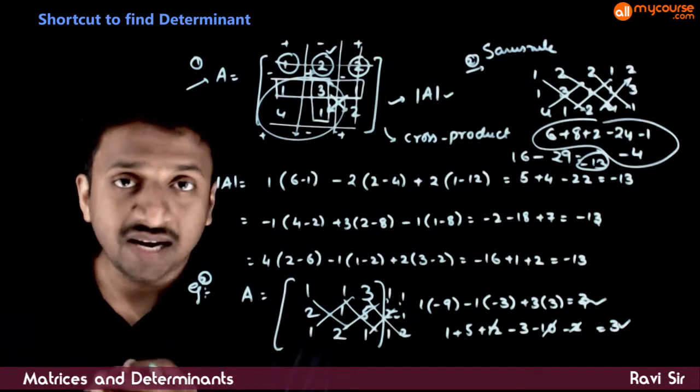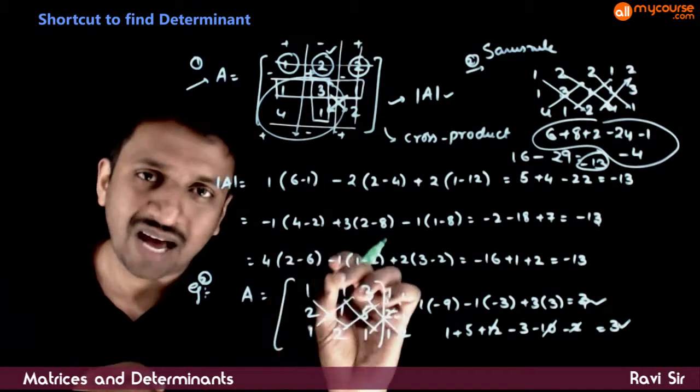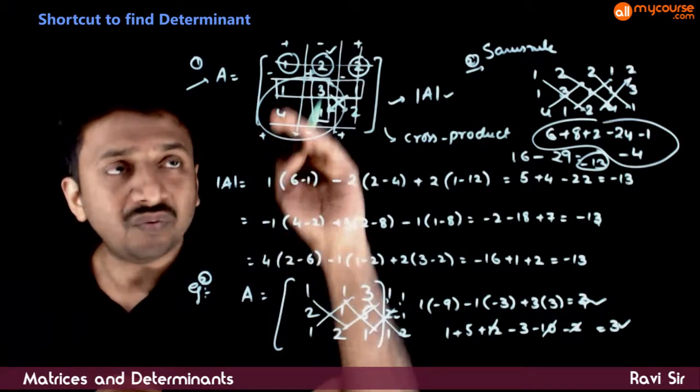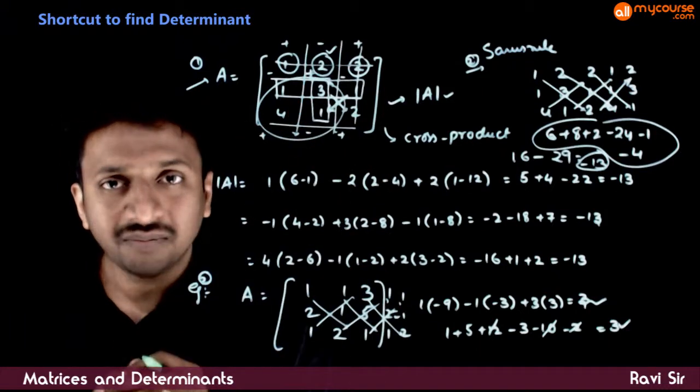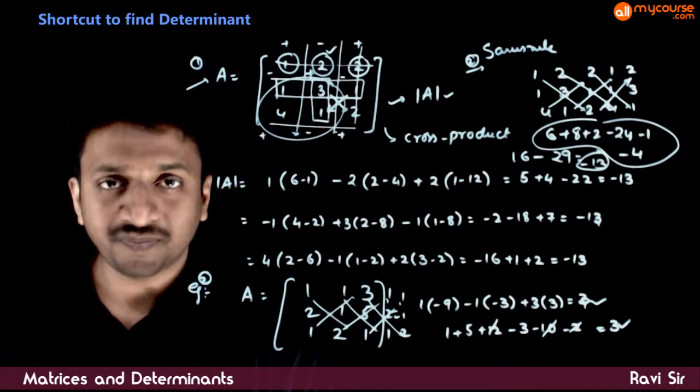I hope you understand how to find the determinant of a given matrix if you have numbers. You can directly expand the determinant with respect to any row or any column, or you can use Sarrus' rule for this. Thank you.